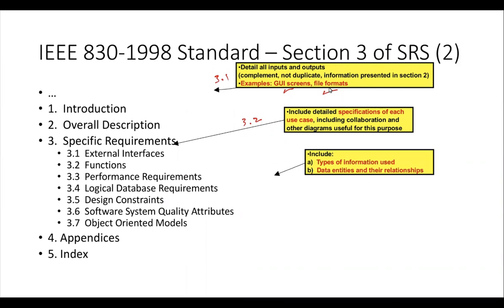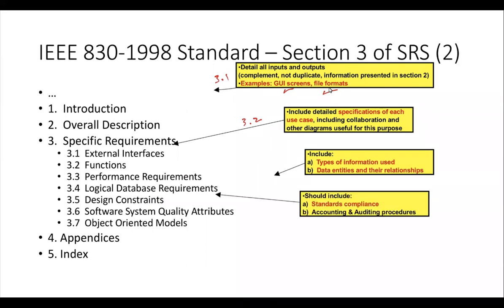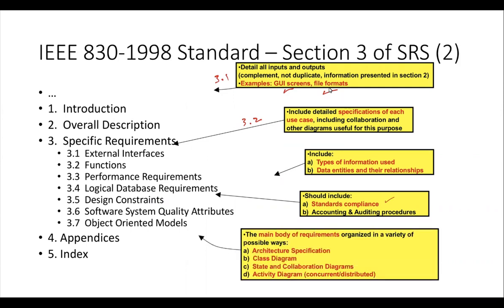For database requirements, you're looking for the type of information used to identify data entities and their relationships. For design constraints, you're looking at standard compliances, and maybe later you will look at accounting and auditing procedures. The main body of requirements can be organized in a variety of possible ways that relate to the architecture specification. You also have information about class diagrams. The state diagrams that we just described in today's class should also be included underneath it, with the object-oriented models.